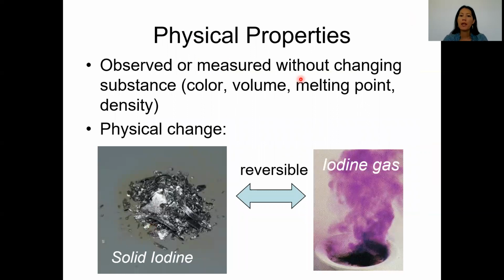Physical properties, these can be observed or measured without changing the substance. So some physical properties would be color, volume, melting point, or density. Physical changes are reversible with just a simple change in temperature. So solid iodine, if I heat that up, you go from these flakes to actual gas. If I had a container of solid iodine and I warmed it up, even with my hand, that's enough to generate some of this iodine gas. If I cool it back down, it'll go back to this solid.